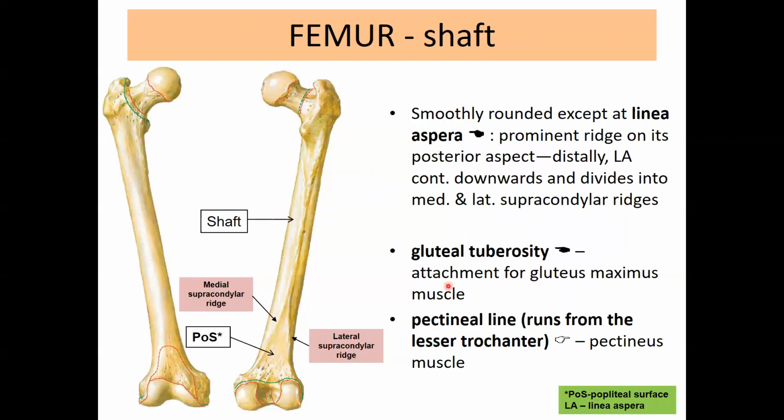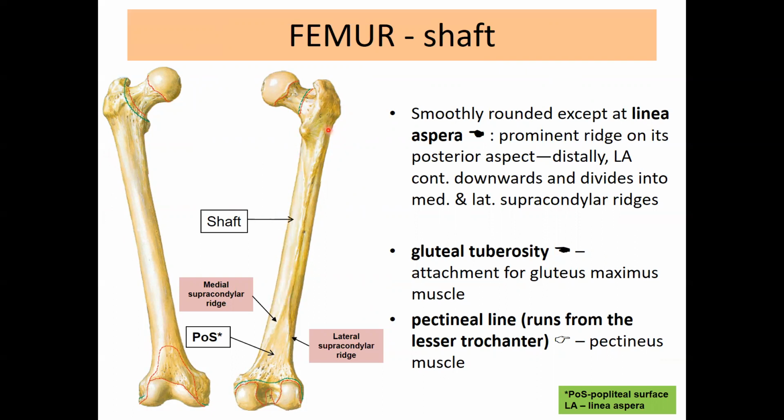Okay, the shaft. The second part is the shaft. This is the shaft of the femur. It is a smoothly rounded part of the femur, except at its posterior surface. Remember this is the posterior surface because we are identifying the greater and lesser trochanter here, and this is the posterior part of it.